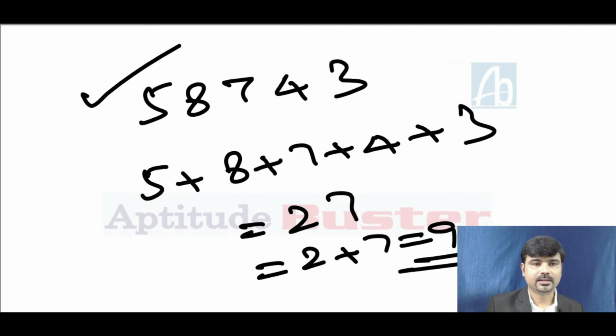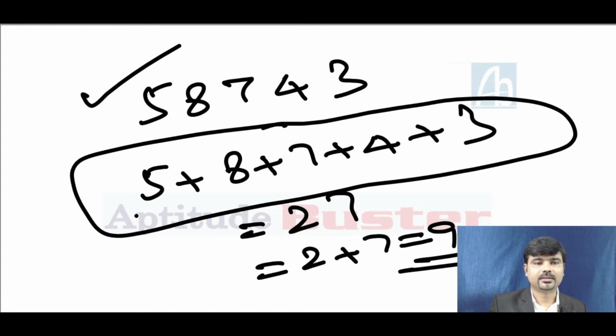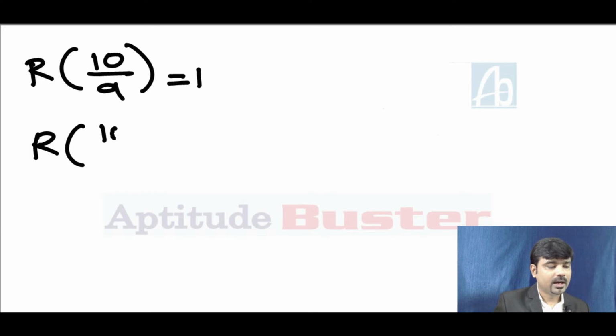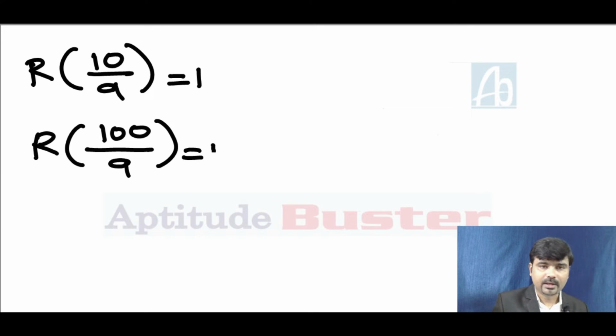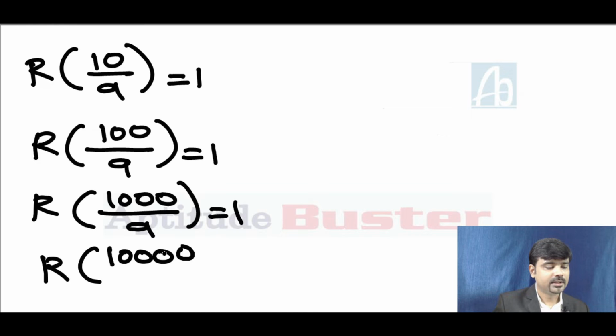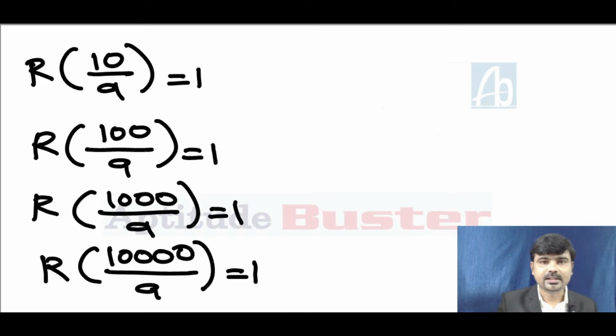That's a very simple example. Why do we need to add the sum of the digits? That is very important, and now I am going to explain. First take 10 divided by 9, the remainder is 1. 100 divided by 9, remainder 1. Next, 1000 divided by 9, the remainder is 1. 10,000 divided by 9, the remainder is 1. From this we can understand why we need to add the sum of the digits for the divisibility rule for 9.